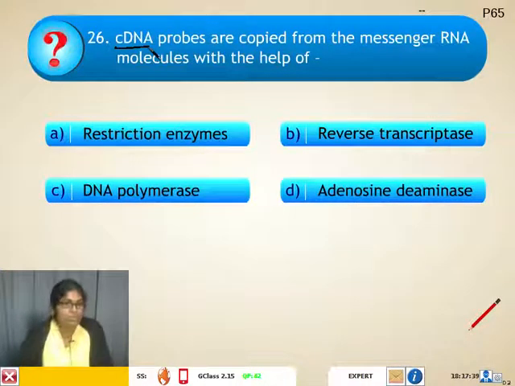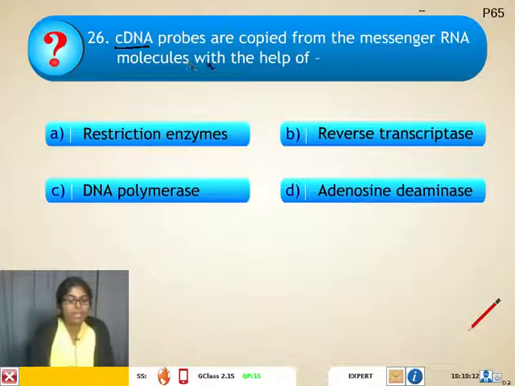Excellent. C stands for complementary. cDNA means complementary DNA. So these are the DNA that are synthesized from mRNA. So using mRNA as a template, we'll synthesize DNA. Now they're asking, what is the question? They want to know with which enzyme we can synthesize cDNA from mRNA. You got the question? So we just want to find out the enzyme that helps in the synthesis of cDNA from mRNA.